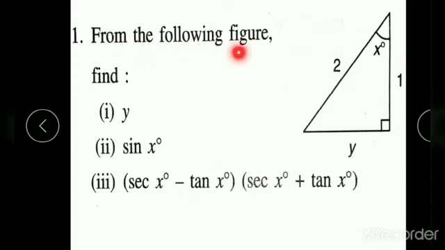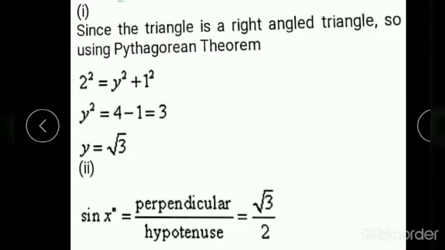From the following figure, find y, sin x naught, and secant x naught minus tan x naught into secant x naught plus tan x naught. Okay, so first one, what you have to find out? You have to find out y. So two sides are given, you have to find out the other side. So how will you find out? Using the Pythagoras theorem. So you know hypotenuse square is equal to sum of the squares of the other two sides. Hypotenuse square is nothing but 2 square is equal to the sum of the squares of the other two sides, that is y square plus 1 square.